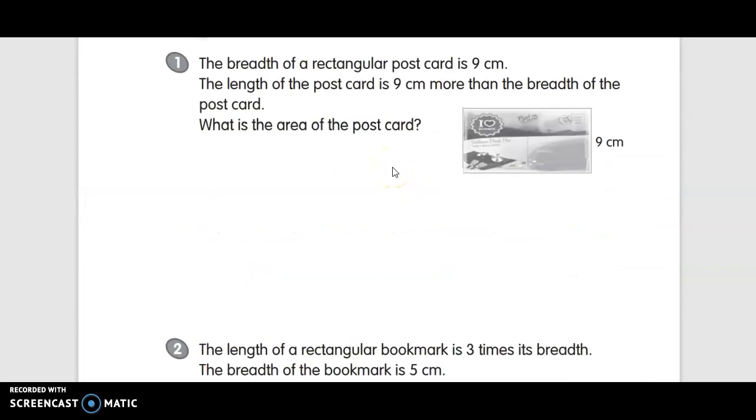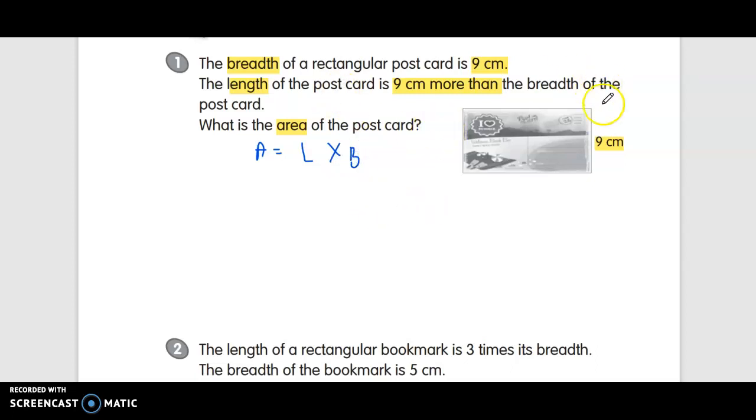The breadth of a rectangular postcard is 9 cm. We know that the breadth is always the shorter part. It's 9 cm. The length of the postcard is 9 cm more than the breadth. That means this length is longer, but how much longer? 9 cm longer. What is the area of the postcard? Now remember, there's a formula for area. Area equals length times breadth. Correct? So that is the area.